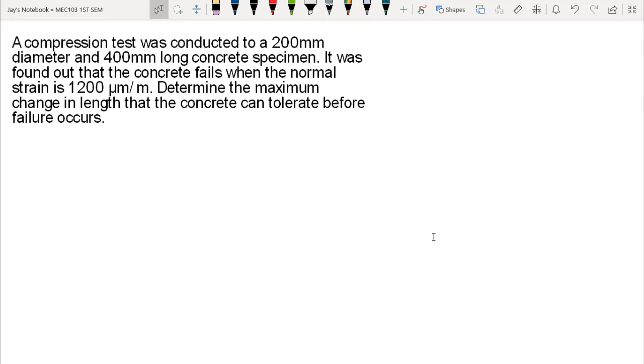A compression test was conducted on a 200 mm diameter and 400 mm long concrete specimen. It was found out that the concrete fails when the normal strain is 1,200 micrometer per meter. Determine the maximum change in length that the concrete can tolerate before failure occurs. So we have a concrete specimen. This is done when you want to determine the compressive strength of our concrete. Kung gusto mong malaman kung gaano ba kalakas yung ating concrete. So we have a cylindrical specimen.